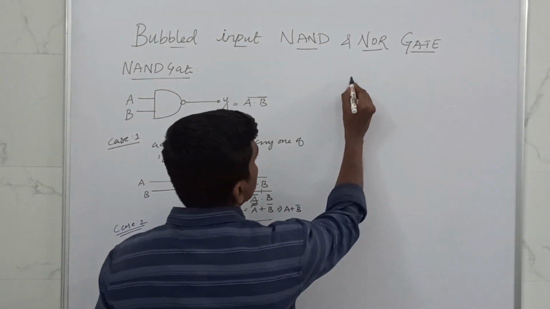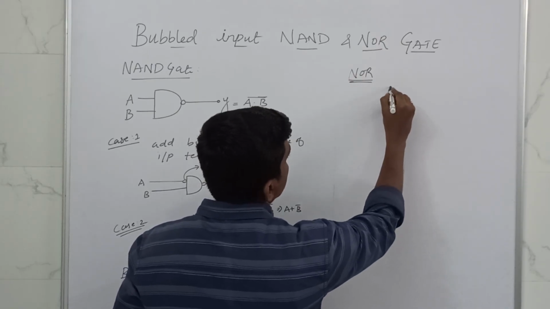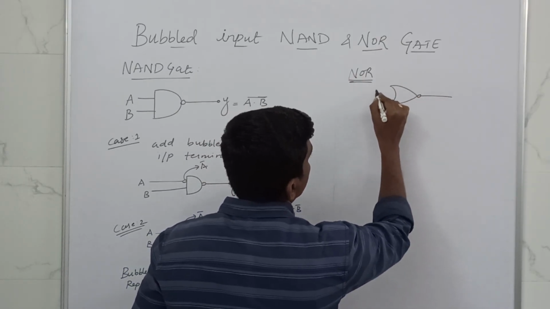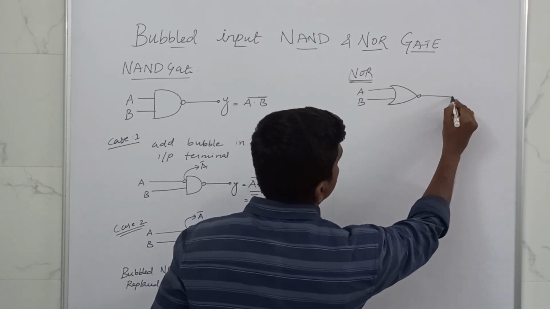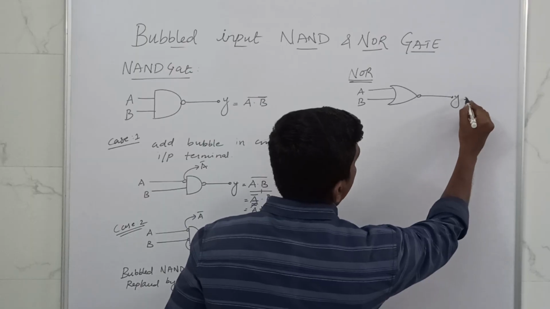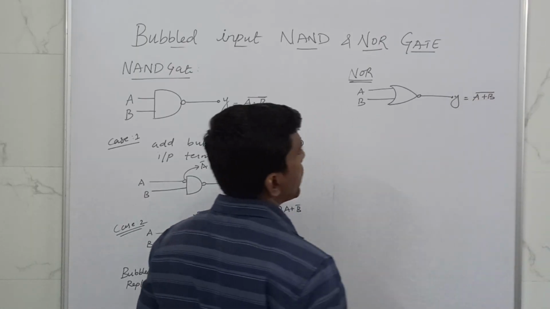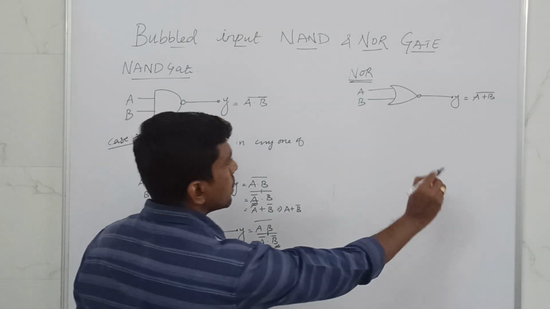Then come to the NOR gate. This is the NOR gate symbol. It has two inputs, A and B, and Y is the output. The corresponding Boolean expression is A plus B the whole bar. So A plus B the whole bar is the Boolean expression for the NOR gate.